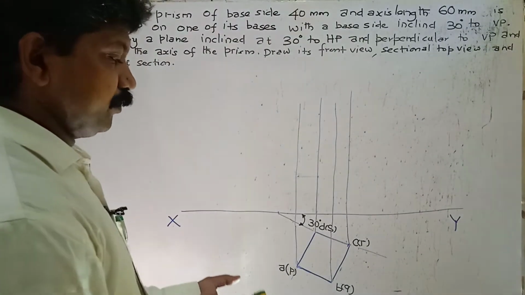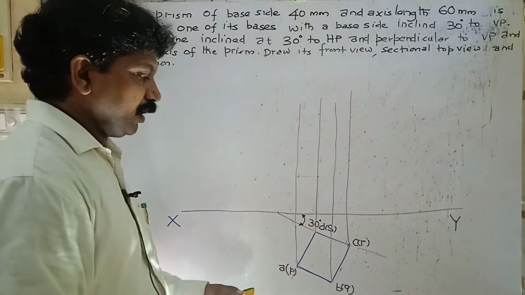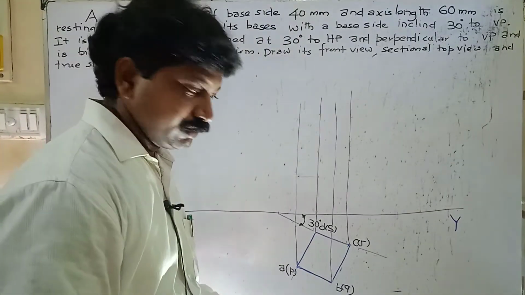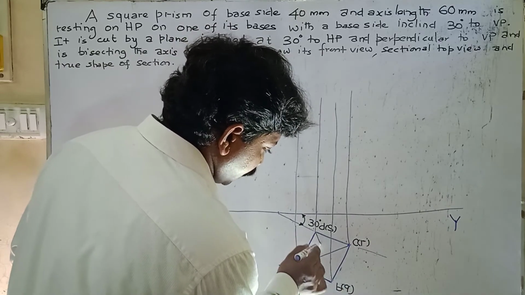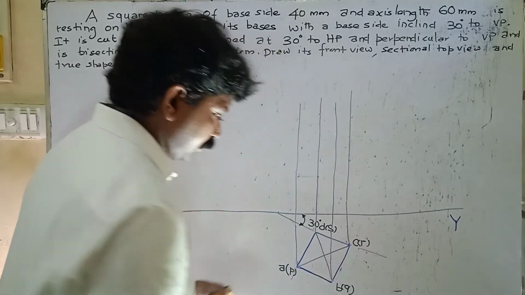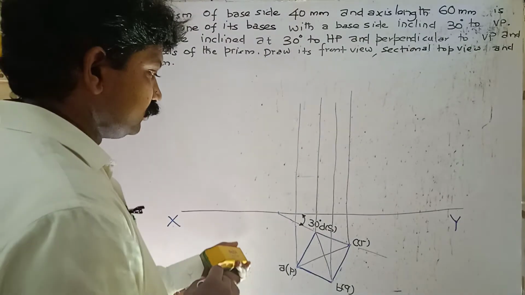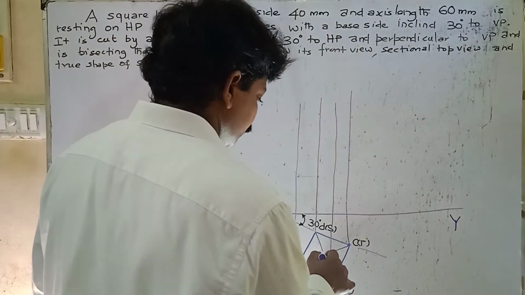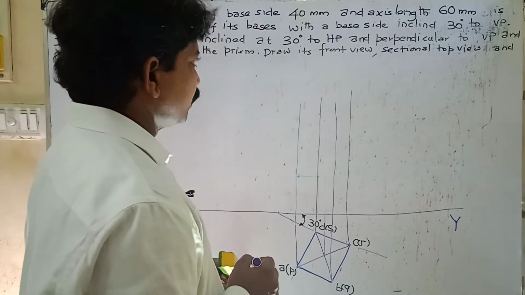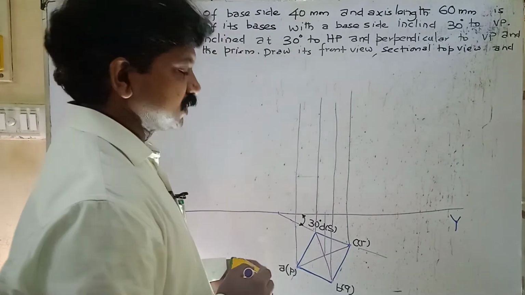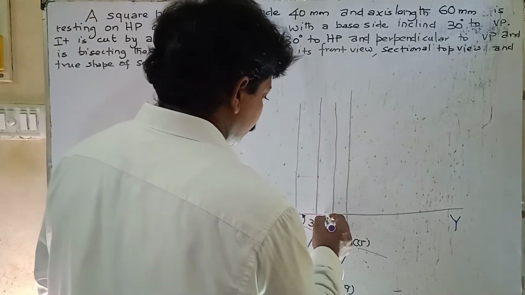Draw perpendicular line. And how to identify the axis line? Join all the four opposite corners. The intersecting point is the axis point. So draw the axis line from the intersecting point. Our axis height equals 60 mm, so extend up to 60 mm.